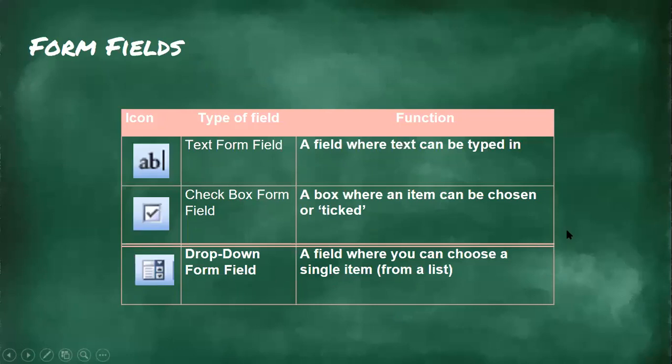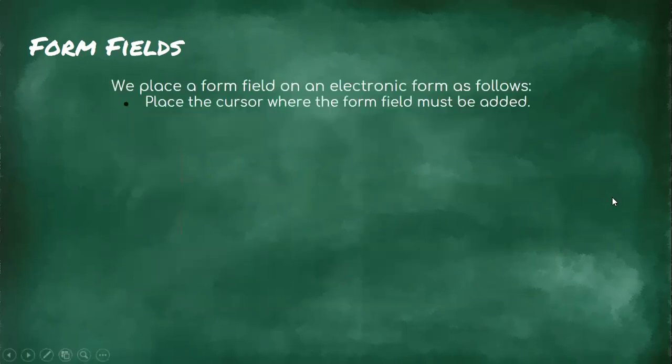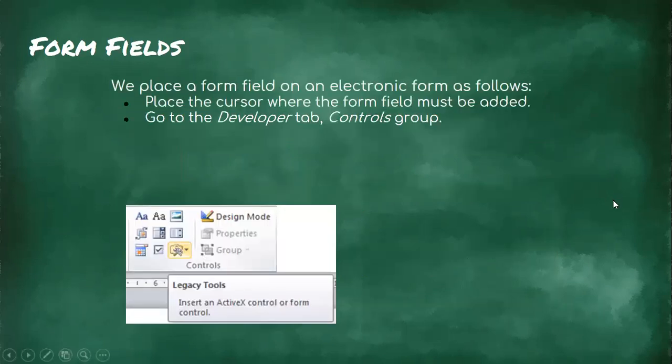So now on Microsoft Word, guys, these are the controls that we can use in order to create our form fields. We've got the label, the field. This one, text form field, is a field where the text can be typed in. Checkbox, a box where an item can be chosen or ticked. A drop-down field is a field where you can choose a single item from, you understand? So like the same way that you have in form fields, this is what you can see.